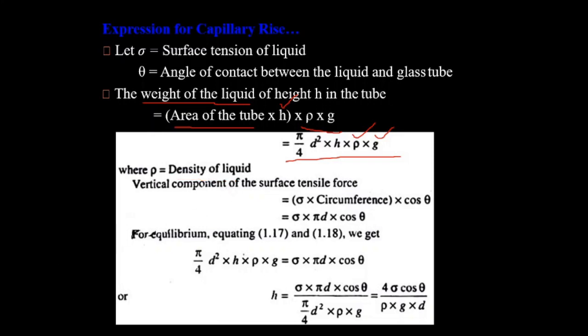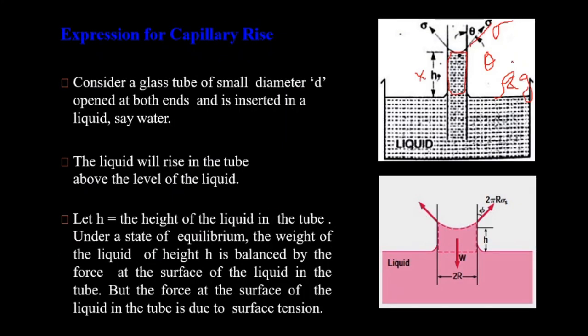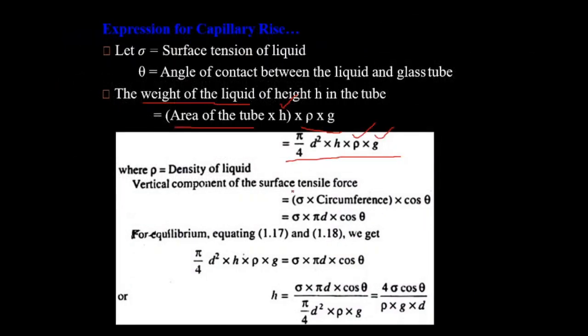Next, the vertical component of the surface tension. See here, this will be the vertical component, right? With that vertical component, which angle is there? There is theta, right? So if this angle is theta, then the vertical component will be sigma into cos theta. Your first year engineering, elements of civil engineering, remember? Now the vertical component of the surface tension force will be sigma into circumference into cos theta. So sigma into circumference of the circle, pi d, into cos theta.